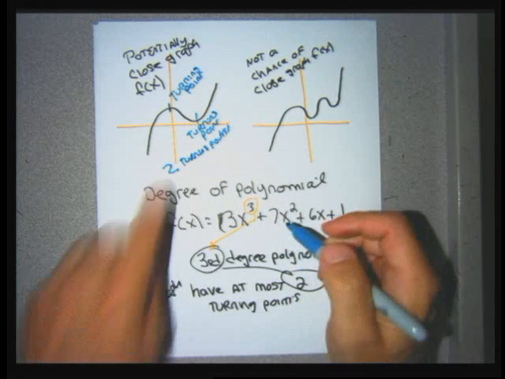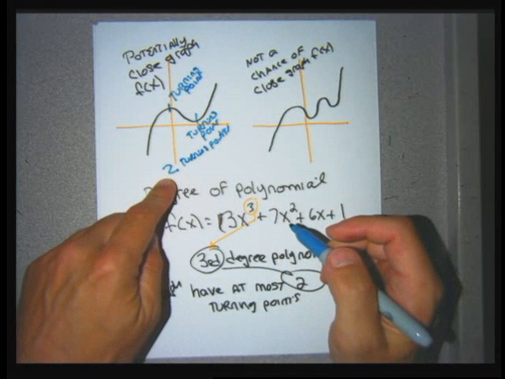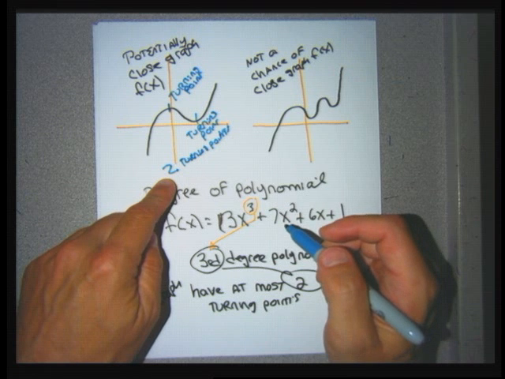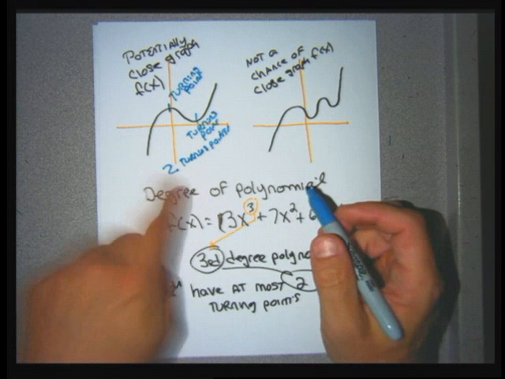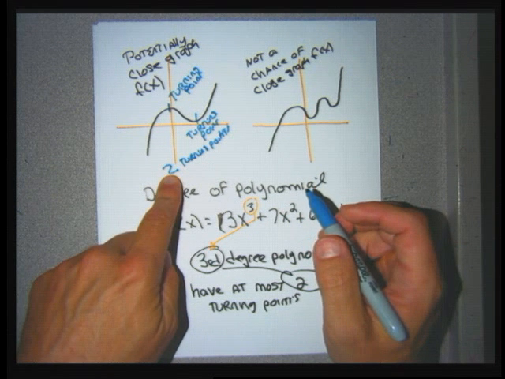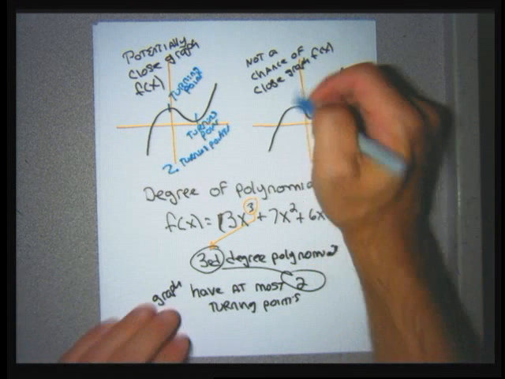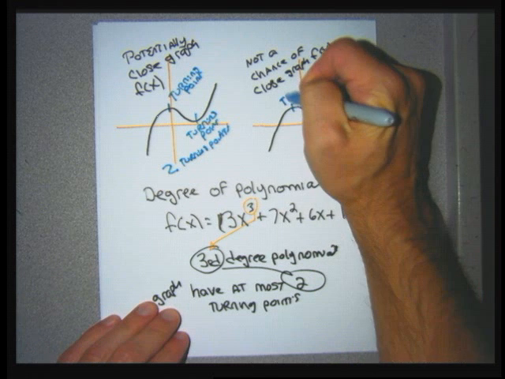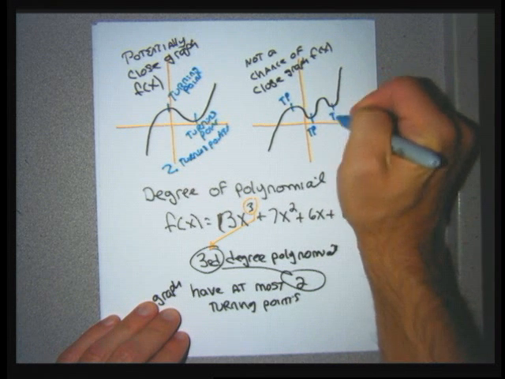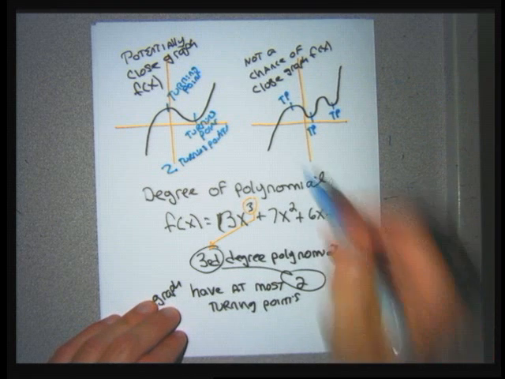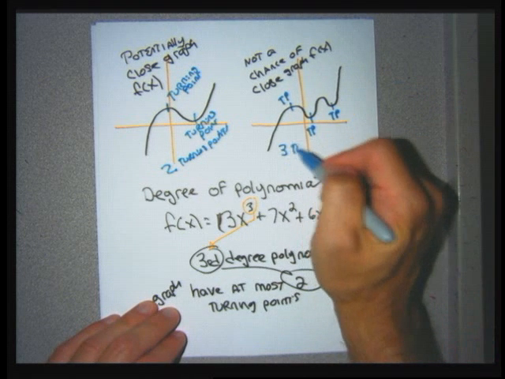Which means it could come from a function that has an exponent 1 or more higher. So the minimum degree of the polynomial that makes this is 2 plus 1, which is 3. If I look at this graph, I'll say TP for turning point here. There's a turning point here. There's a turning point there. So this one has 3 turning points.